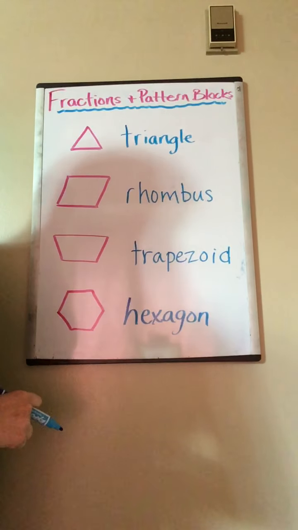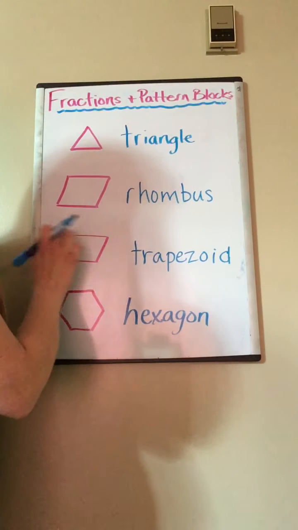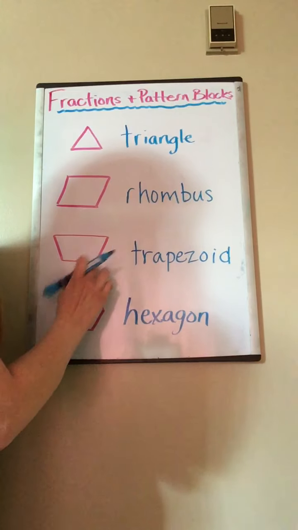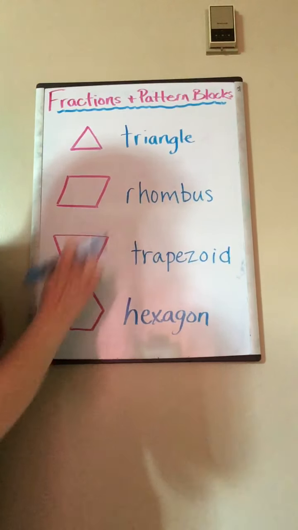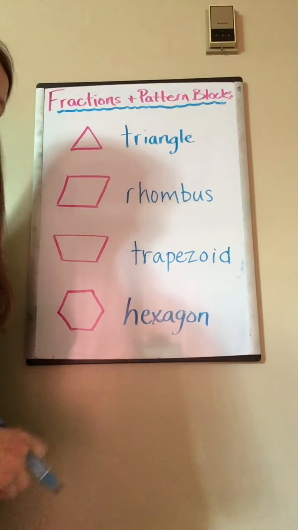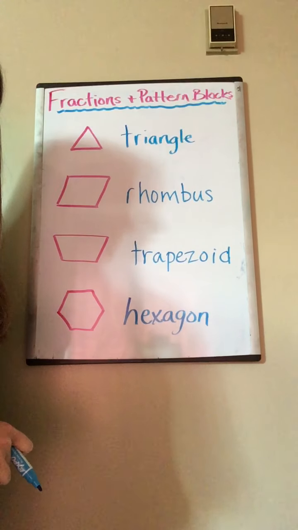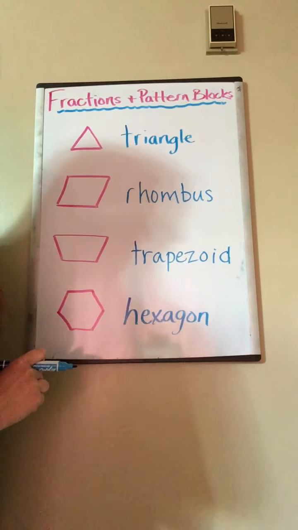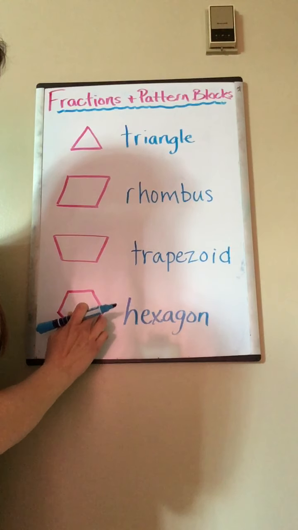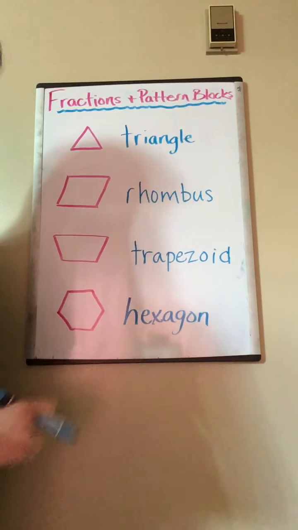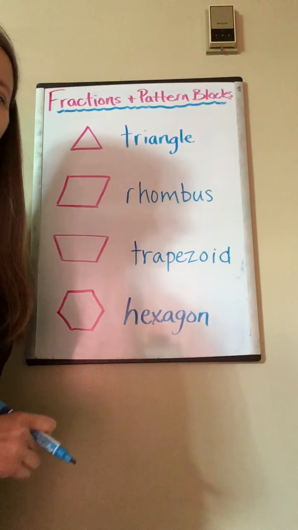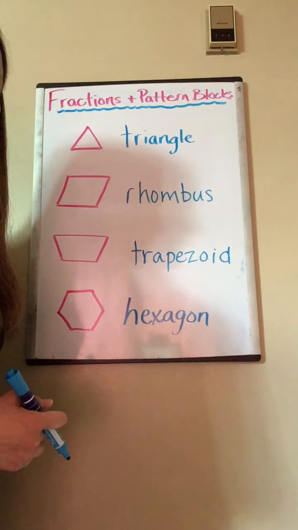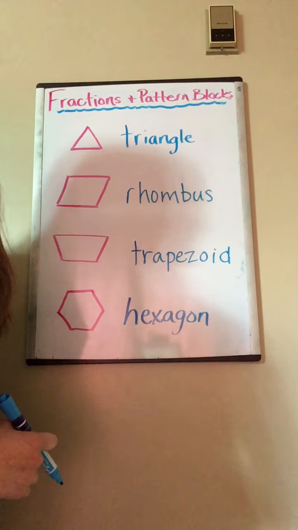Let's take a look at a trapezoid. How many sides does a trapezoid have? If you said 4, 1, 2, 3, 4, you are correct. And finally, let's take a look at the hexagon. How many sides does a hexagon have? If you said 6, you're correct. 1, 2, 3, 4, 5, 6. A hexagon has 6 sides. So that's one characteristic of a shape that we're going to be looking at today, but there's other ways that we can look at shapes.